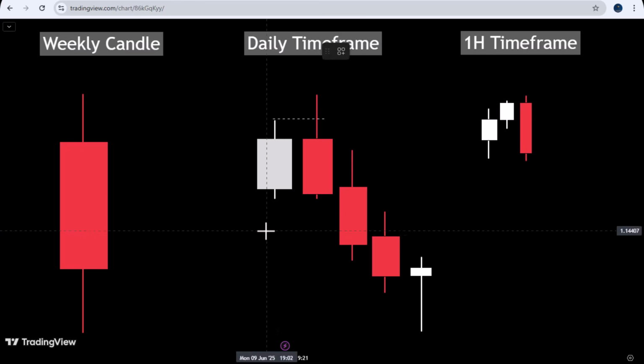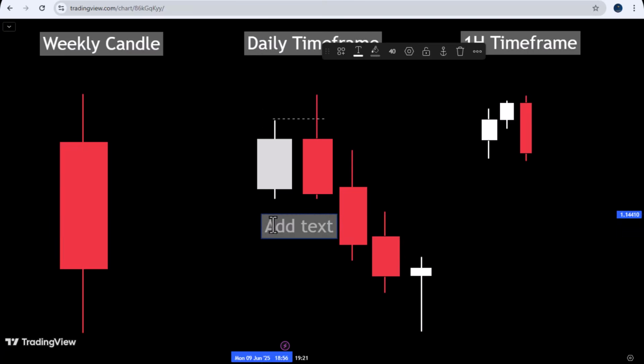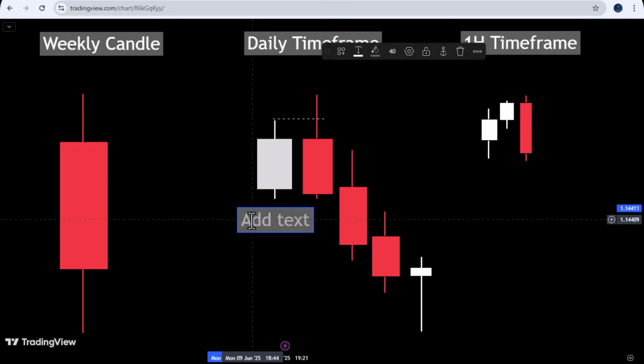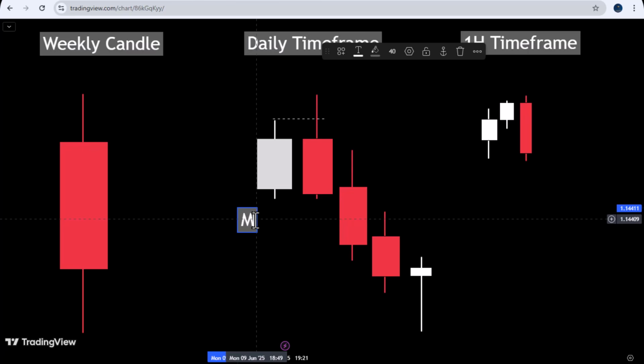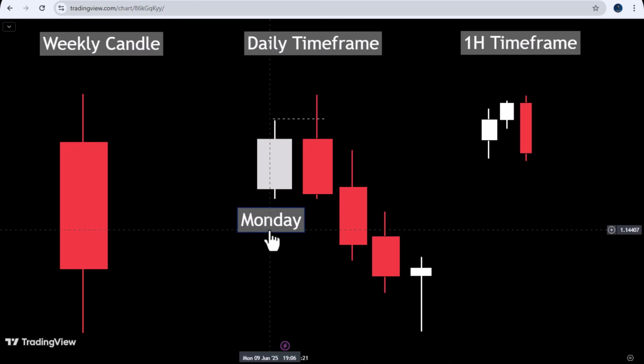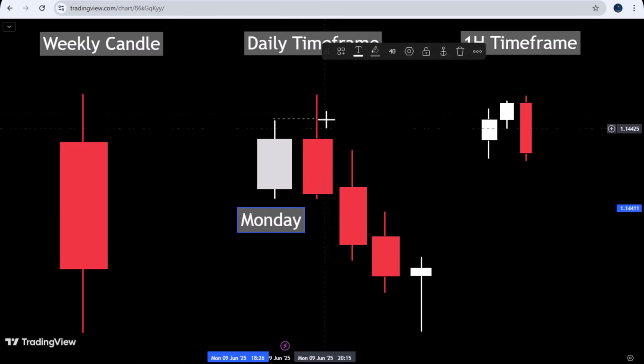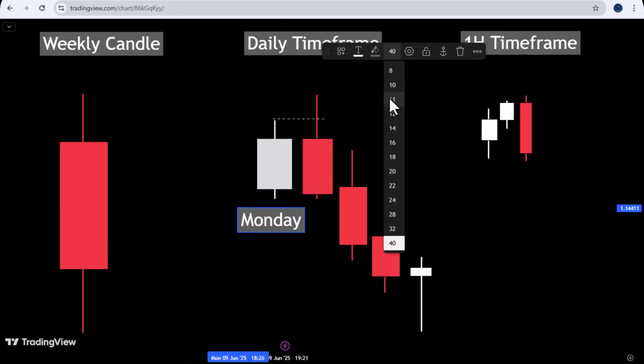So, on Monday, this bullish candle, the white candle is bullish, the red candle is bearish. So this is Monday. Monday will create a range, as you know, it usually creates a range.